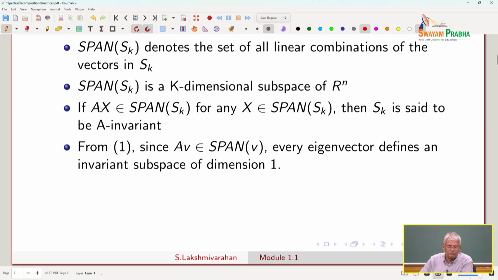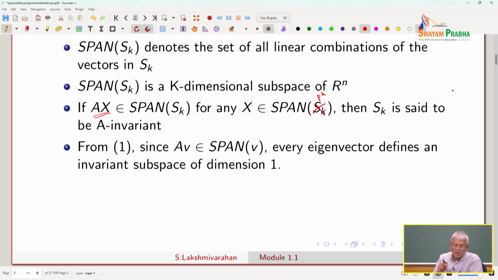So, what is Ax? Ax belongs to the span of Sk for any x belonging to Rk. So, if I pick a k dimensional vector x and multiply A by x, that belongs to the span of Sk.